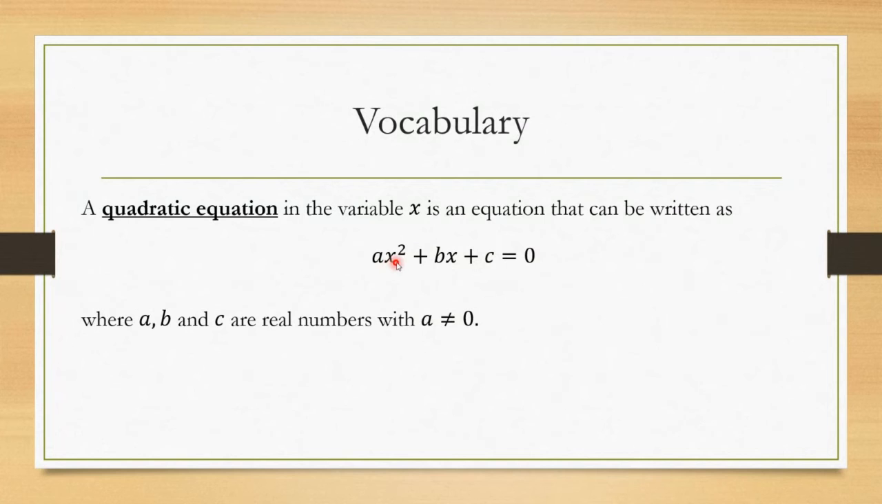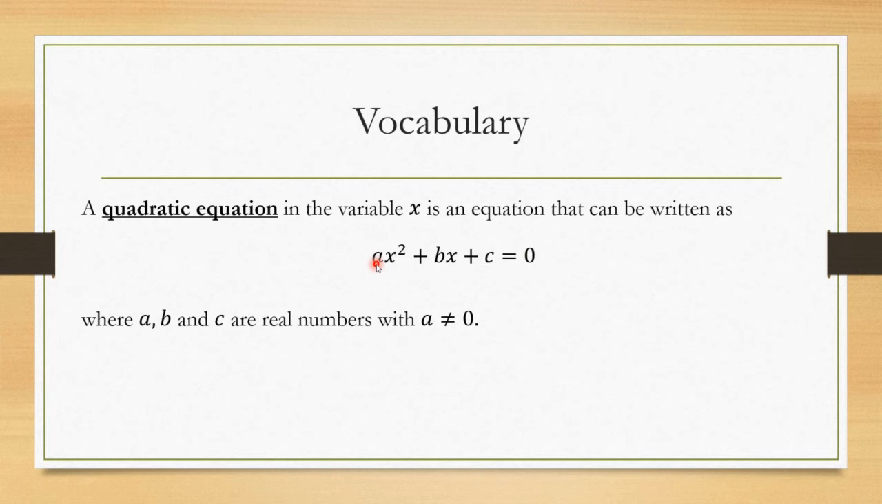Essentially, it's not like a linear equation where you just have bx plus c. Here, we're kicking it up a notch, in that we have a polynomial of degree 2, a quadratic. And a, b, and c are numbers, but a cannot be 0 here. Otherwise, we're back in section 1.1, and we did that section already.